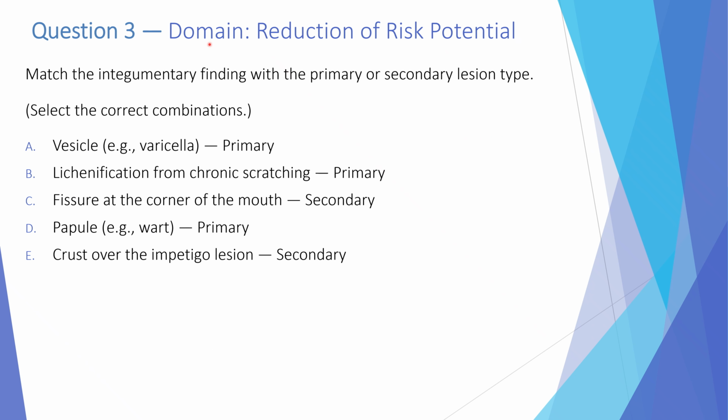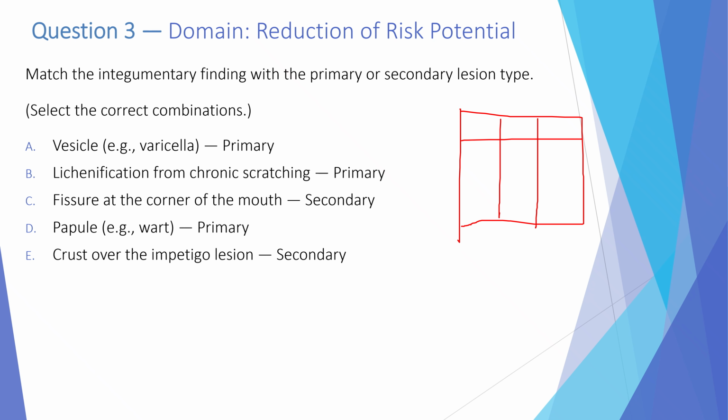Here, about reduction of risk potential: match the integumentary finding with the primary and secondary lesion type. So think, in the NCLEX it will tell you, let's see if I can do this. I think it's that table, and it's like this, and many like this.